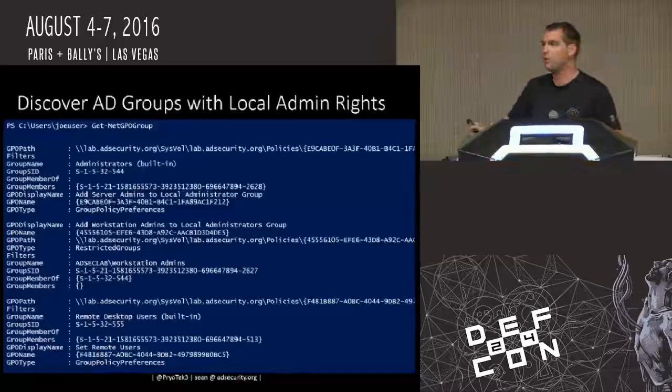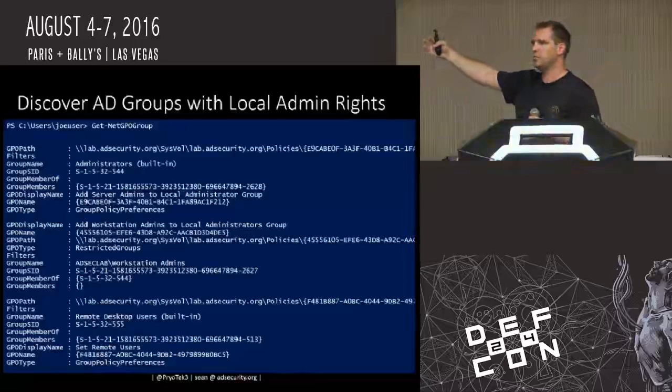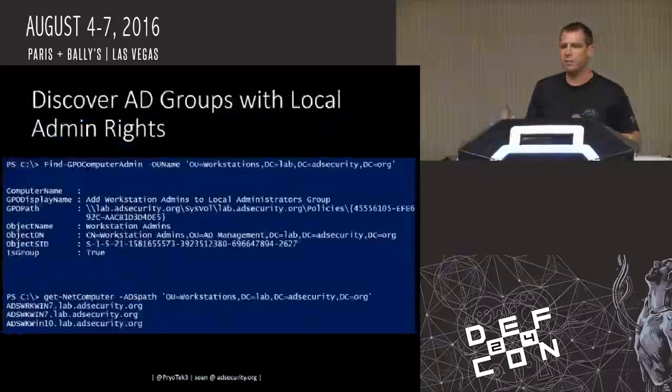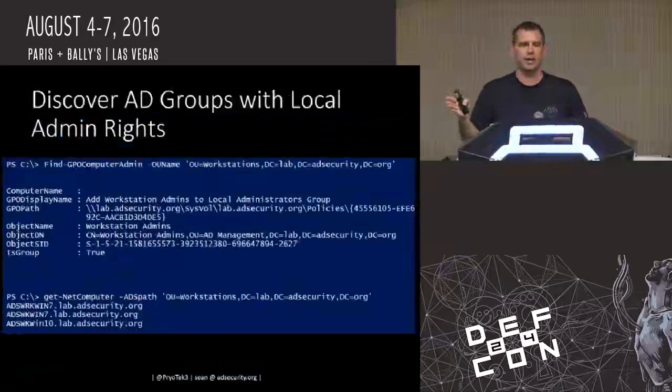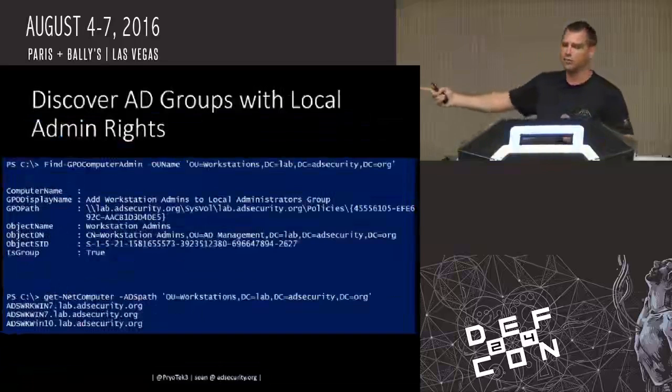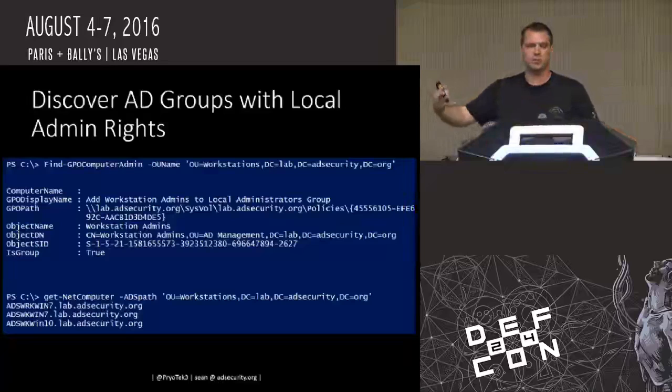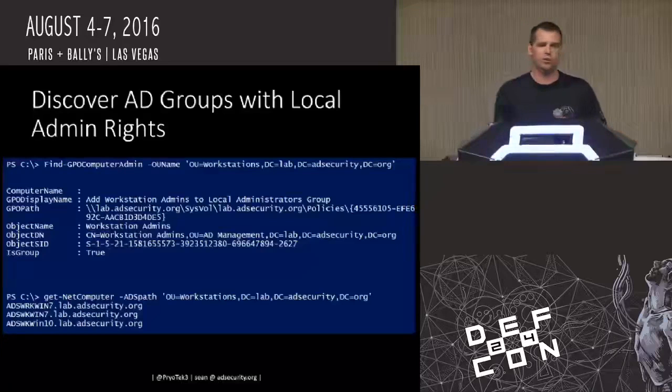Well, PowerView can pull that information out and identify which AD groups have admin access to which computers. And we can do that by targeting a specific OU. And then we can get a list of what group policies apply. And here, it's the workstation admins group. And then the second command that we run will give us a list of all of the computers in that OU. And then, of course, all we need to do is enumerate the membership of workstation admins, and then we know who to target.